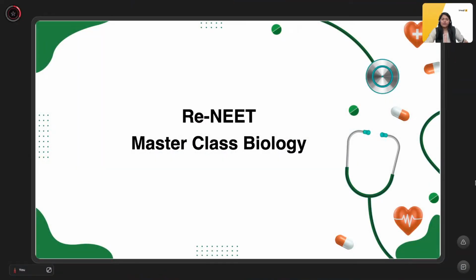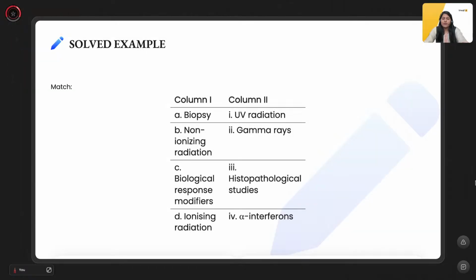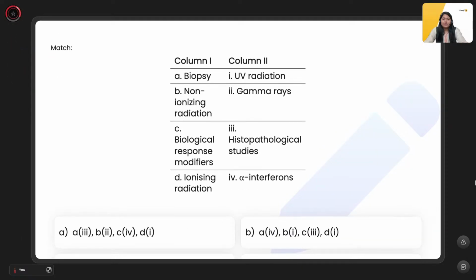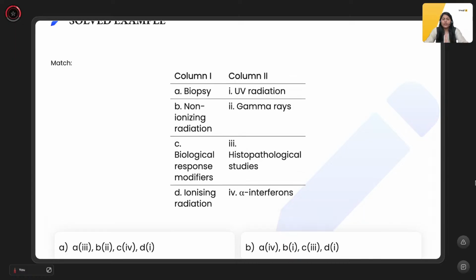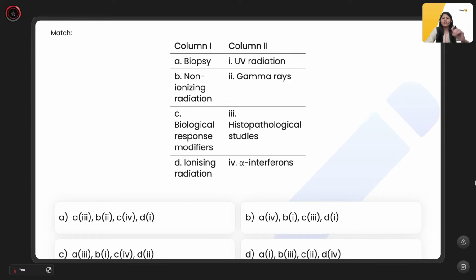Okay. So, as you can see, this question is a match the column question. As we discussed in our last master class, you will remember I told you that match the column questions and statement based questions have seen quite a lot of weightage in this year's NEET exam. Okay, so that is why let us practice this match the column question.